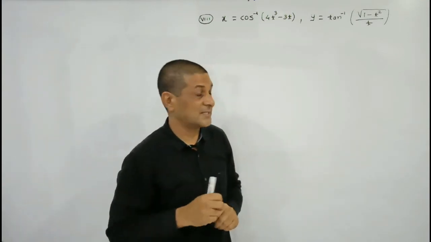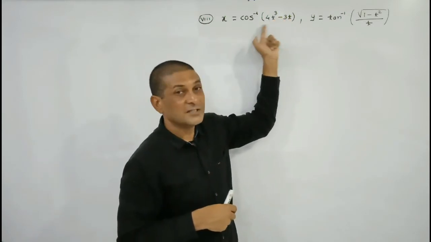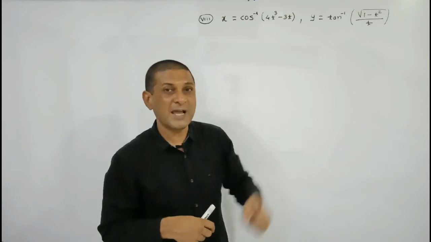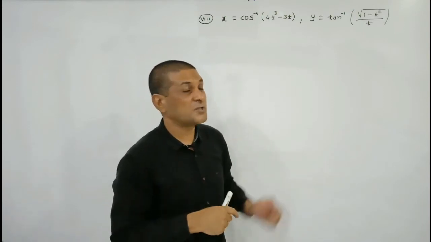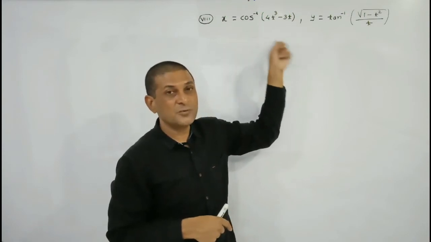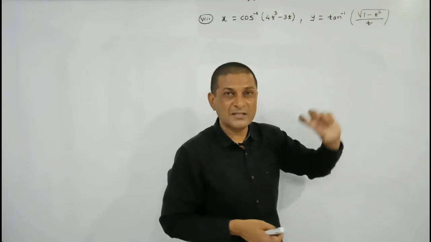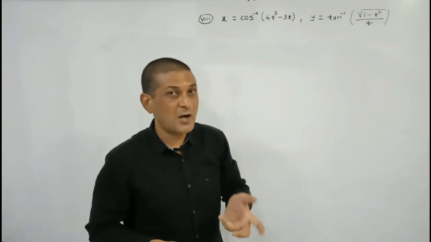We have two choices. Observe the first expression, 4t cube minus 3t. This expression is in the form of the triple angle formula. What is the value of cos 3 theta? 4 cos cube theta minus 3 cos theta. Means here we have to substitute t is equal to cos theta, and here we have the choice of either substituting t is equal to sin theta or cos theta.